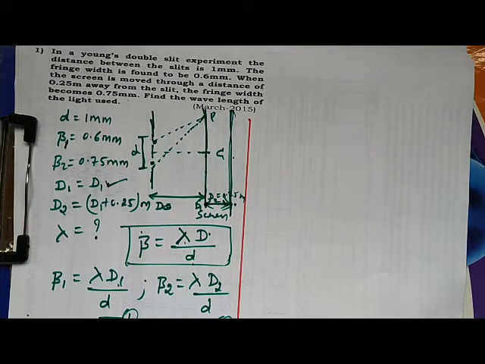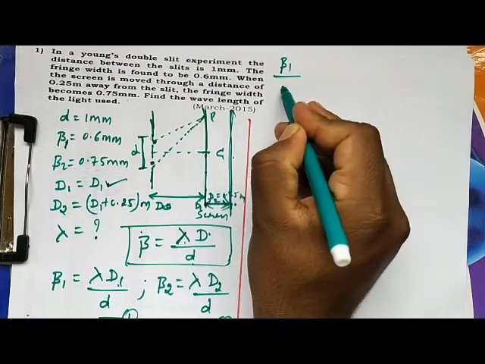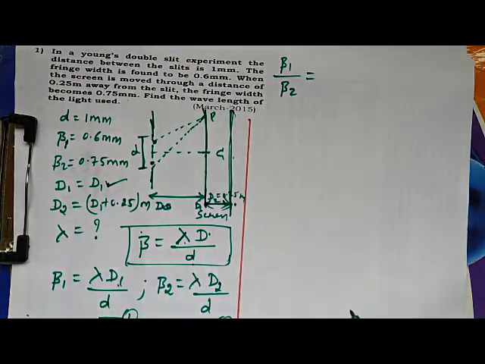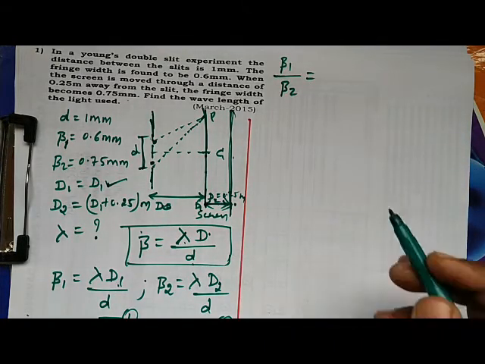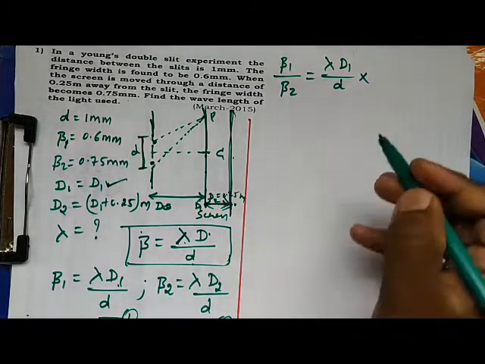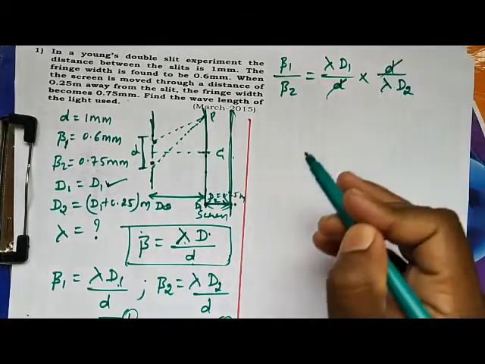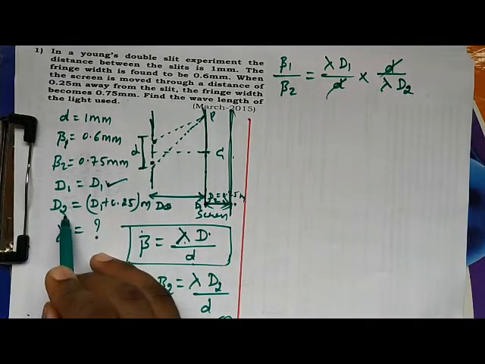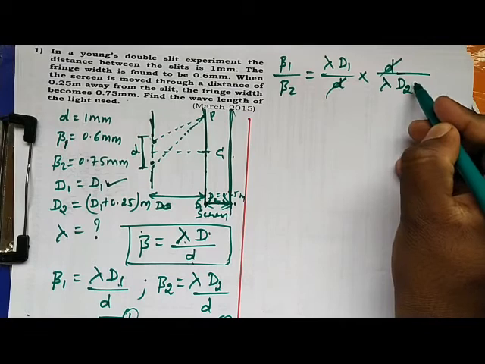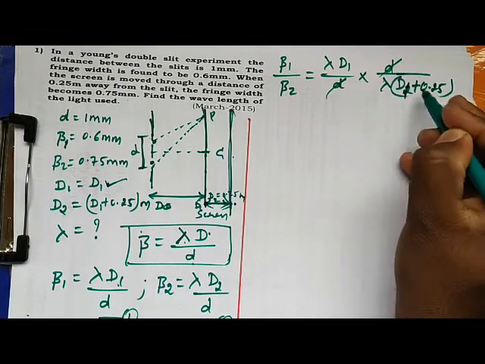So now if you go for beta 1 by beta 2, what is the answer we are going to get? Beta 1 divided by beta 2 is equal to lambda d1 divided by d, divided by lambda d2 divided by d. So here this d gets cancelled. This d2 is equal to d1 plus 0.25, so I can write d2 as d1 plus 0.25.